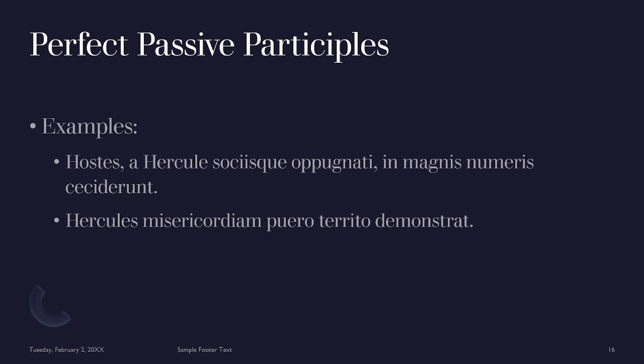Fortunately, Latin doesn't care if it's being used as a regular adjective or as a verbal adjective. The endings are going to be the same. It's an us, a, um adjective. You're going to use first and second declension endings like every other us, a, um adjective. So that's a nice help. So misericordiam is mercy. Hercules demonstrat shows misericordiam, mercy, to the puero territo, the frightened boy.